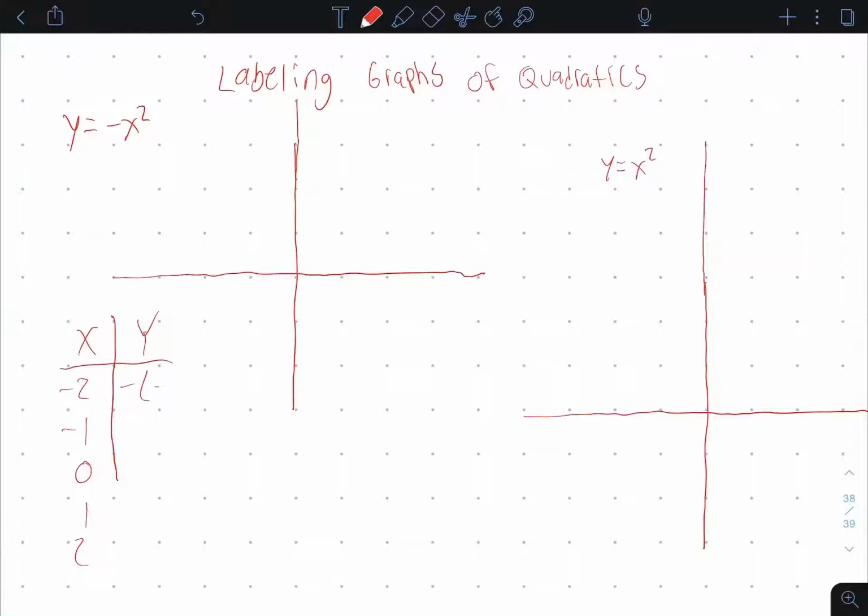So we have negative parentheses negative 2 squared, which will be negative 4. Negative parentheses negative 1 squared is negative 1. 0 squared, well, negative 0 squared is still 0. Negative 1 squared equals negative 1. Negative 2 squared is equal to 4. Negative 4. The negative was outside the parentheses, so it's a negative 4.